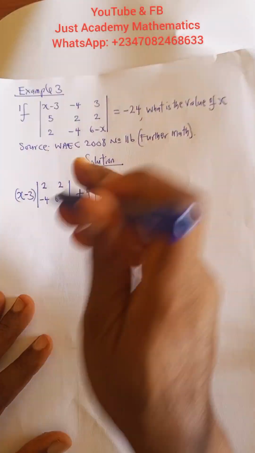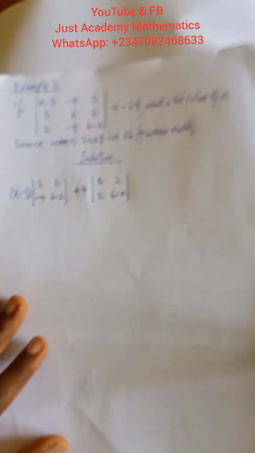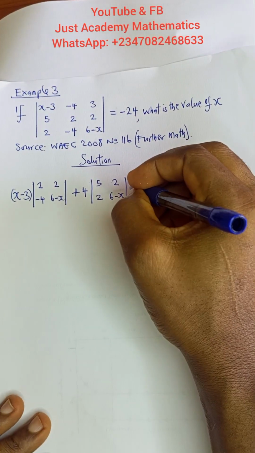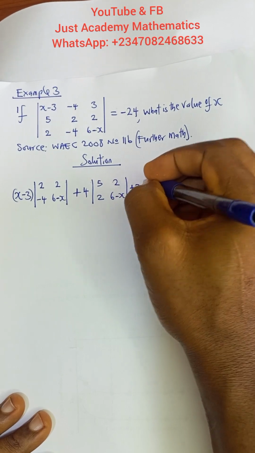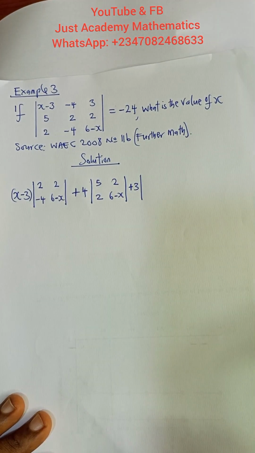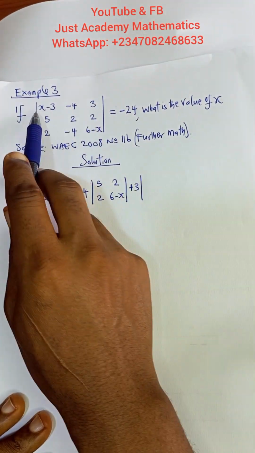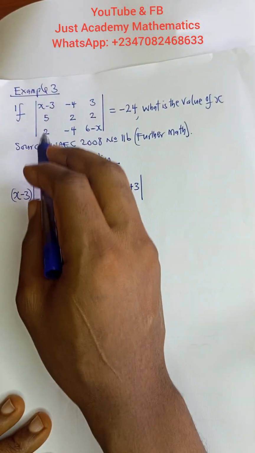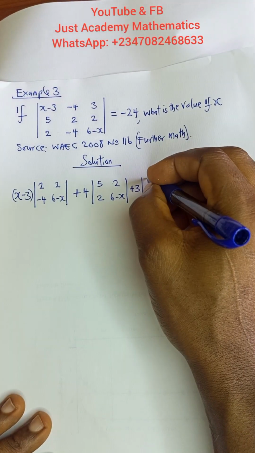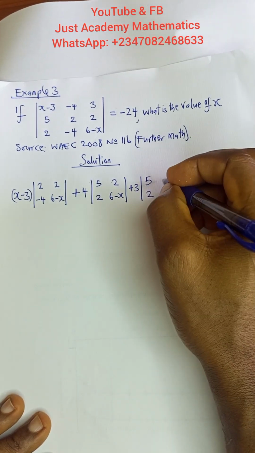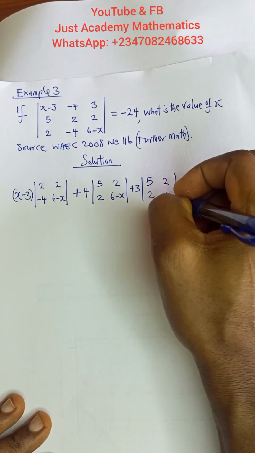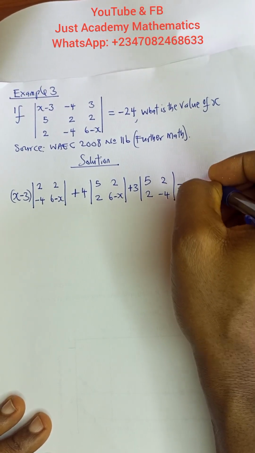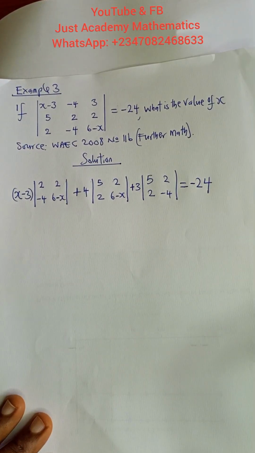So we'll go with plus 3 now. For plus 3, of course, when we pick 3, everything beside and under 3 is eliminated. We are left with 5 2, 2 minus 4. So everything here must be equal to minus 24. This is what we are solving for now.